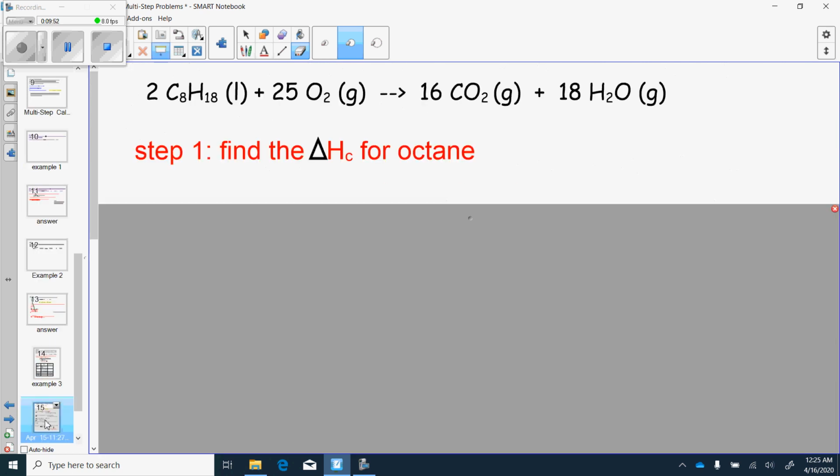We're going to take this equation up here, and we're going to find the delta H. Okay? That's what we want to do. And it's the combustion of octane. So we are going to use our heats of formation. So we will use the heat of formation, but it's going to be used indirectly so that we can find the heat of combustion for octane.